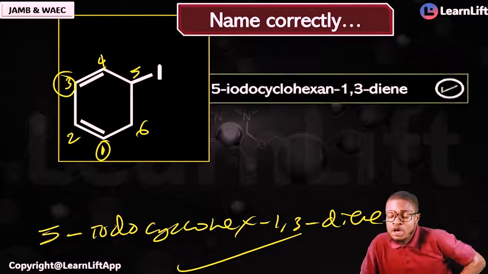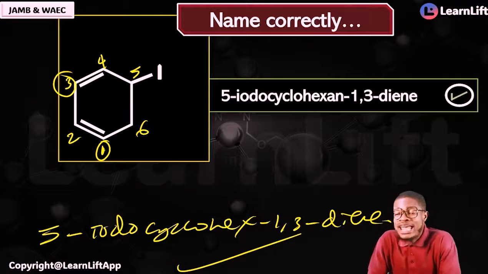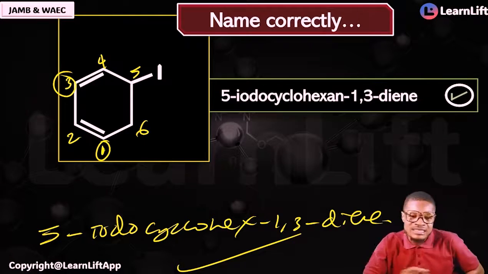So the name is 5-iodocyclohex-1,3-diene. You are out of there.